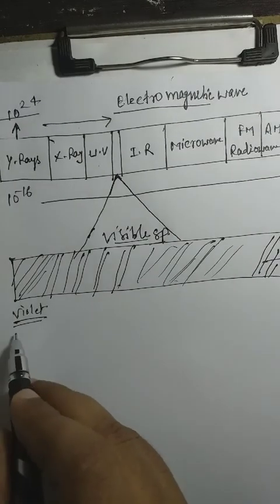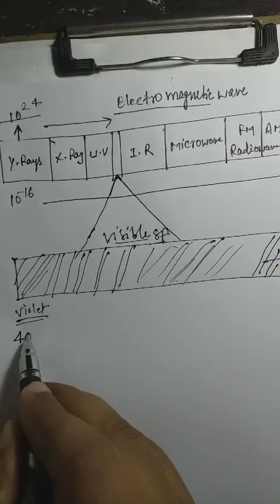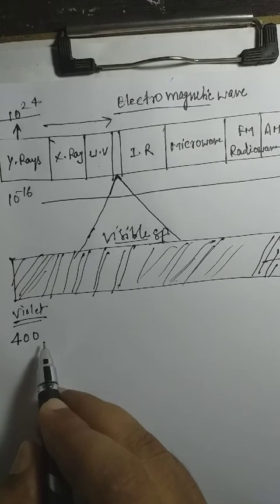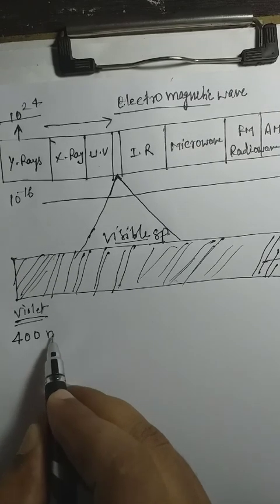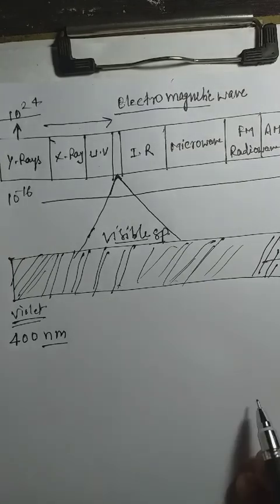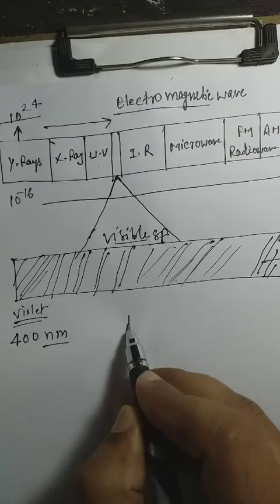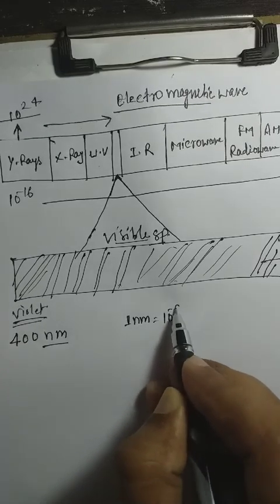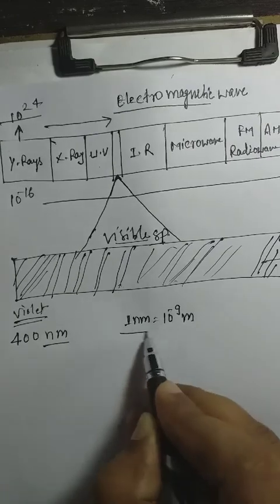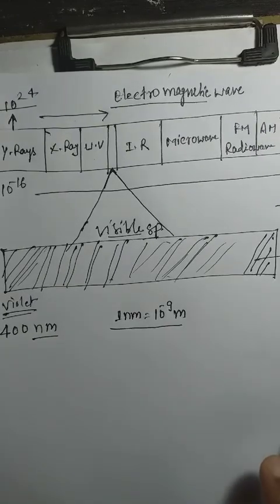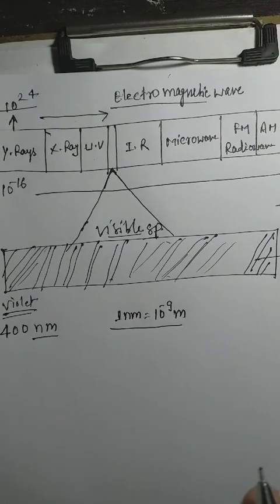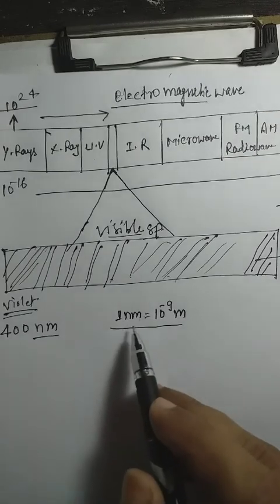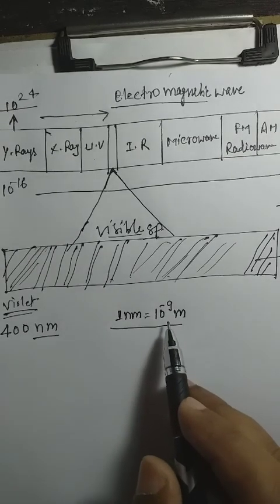In this, violet has a respective wavelength of 400 nanometer. Nanometer, better keep in mind, nanometer is 10 raised to the power minus 9. 1 nanometer is equal to 10 raised to the power minus 9 meter. So memorize this. We require some time for solving the question. They are not writing in the form of meter. At that time you have to memorize that 1 nanometer is equal to 10 raised to the power minus 9 meter.